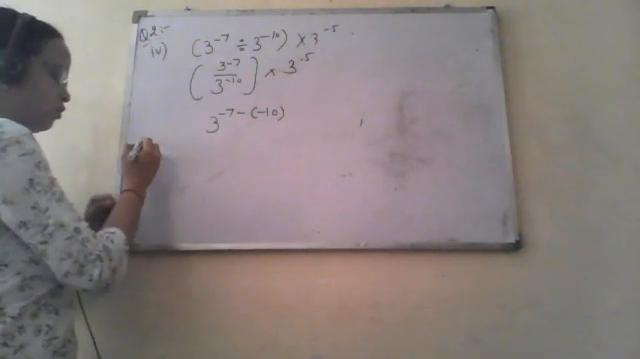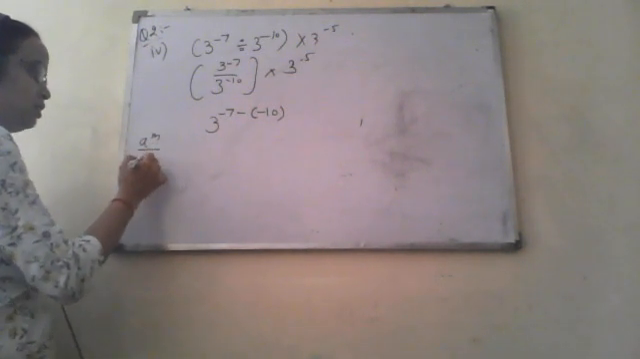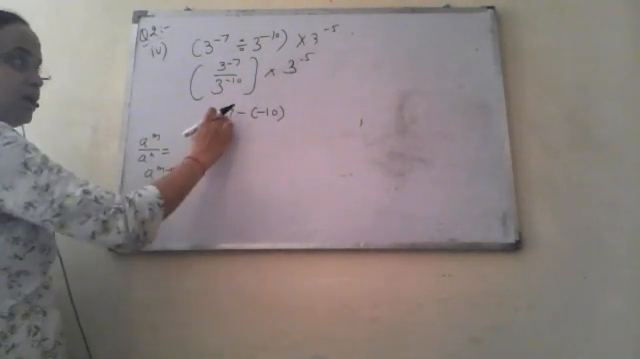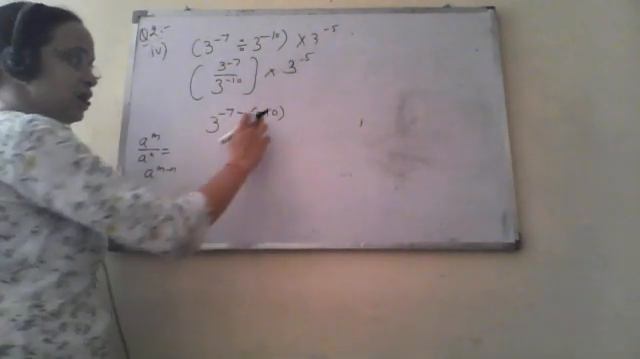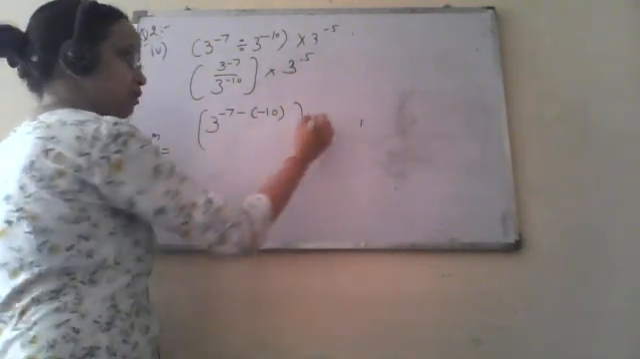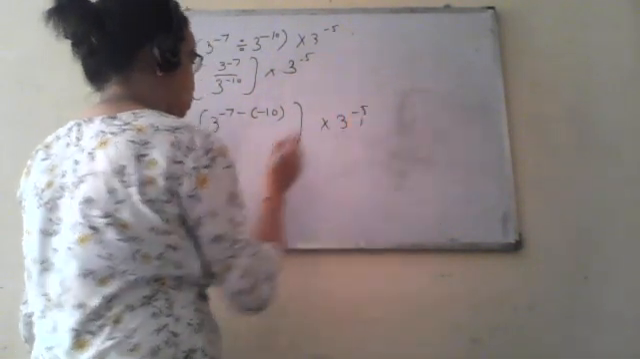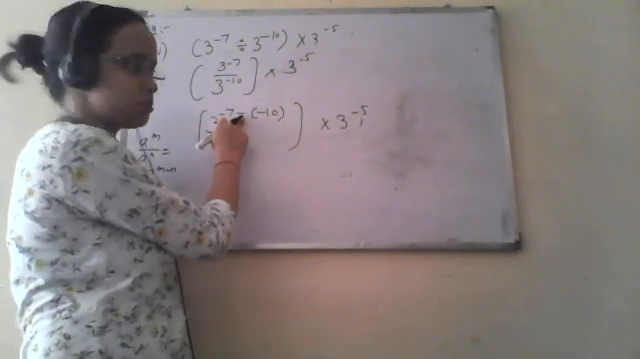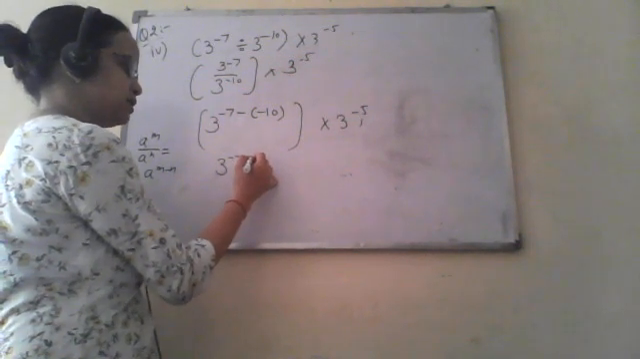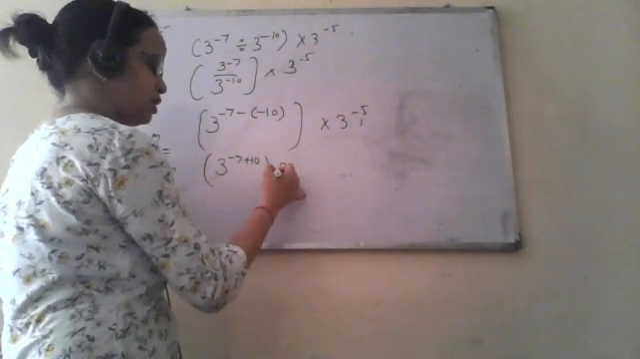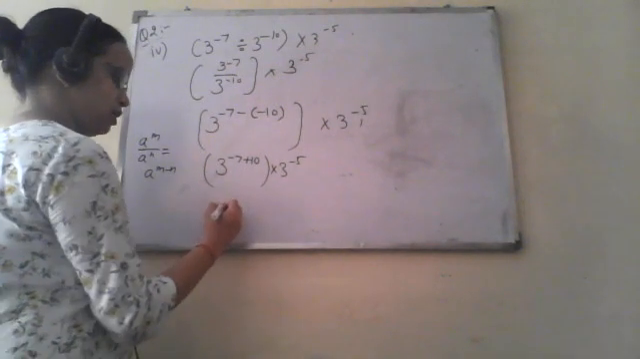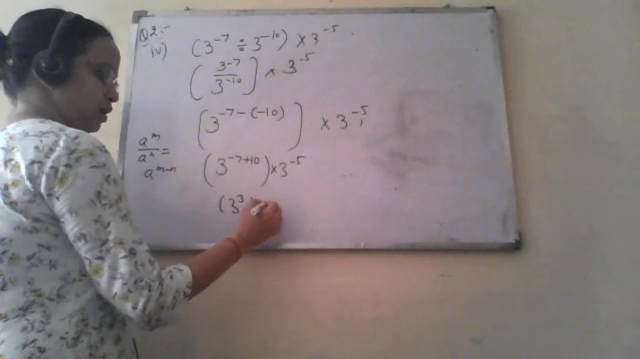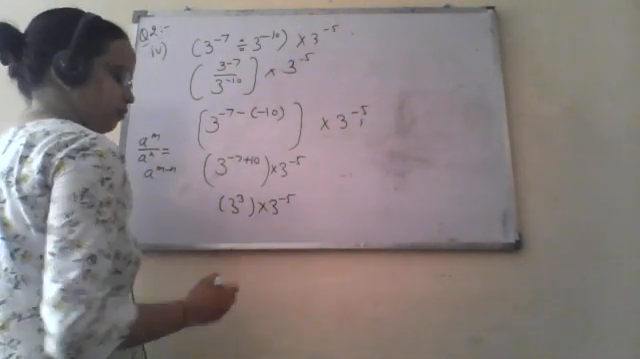minus minus 10. Okay, it was a case like a to the power m upon a to the power n, which is equal to a to the power m minus n. In place of m they have minus 7, in place of n they have minus 10. I hope this is clear to you. So this is 3 to the power minus 7, and here is one minus sign, so it will become plus 10. It is multiplied by 3 raised to the power minus 5. This is 3 to the power minus 7 plus 10, into 3 to the power minus 5.